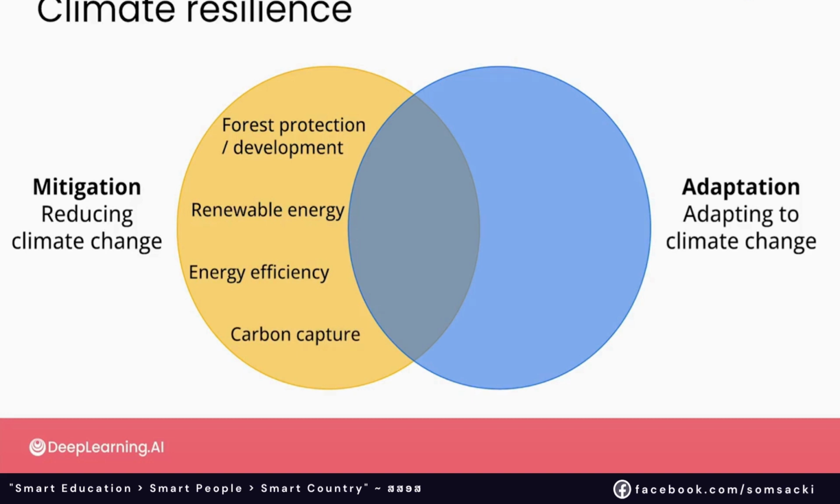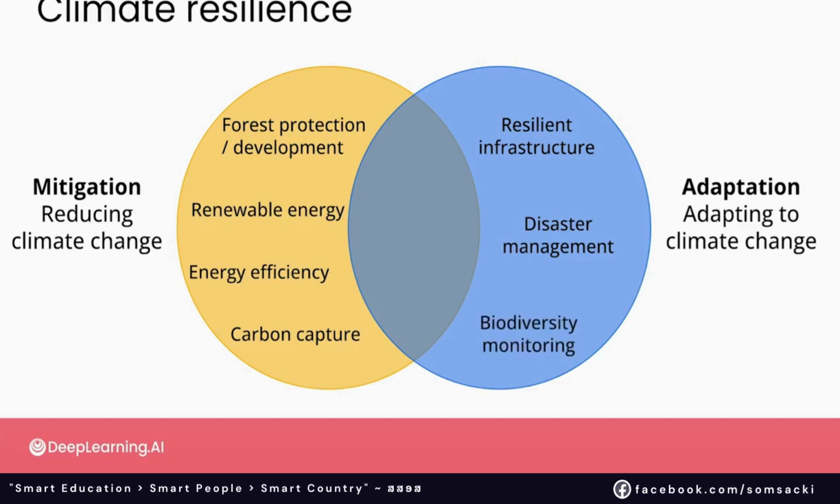On the adaptation side, you have things like building more resilient infrastructure and proactive disaster management that will make it possible to withstand or more easily recover from the floods or fires or storms or disease outbreaks that are driven by or amplified by climate change. You also have biodiversity monitoring, which is to say monitoring ecosystems such as animal populations or the prevalence of plant species in order to identify trends and inform policies that can help protect those ecosystems from the impact of climate change.